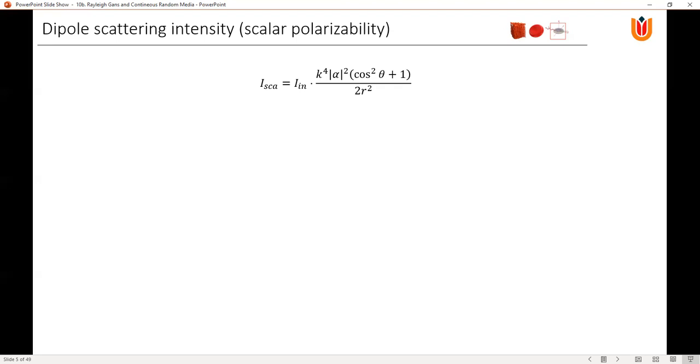Also, there is this cosine squared theta term. So the angular dependence is given by that term over there. Do you know what alpha is? I mentioned it, but it's the polarizability. It is basically the ability of a molecule to form dipoles.